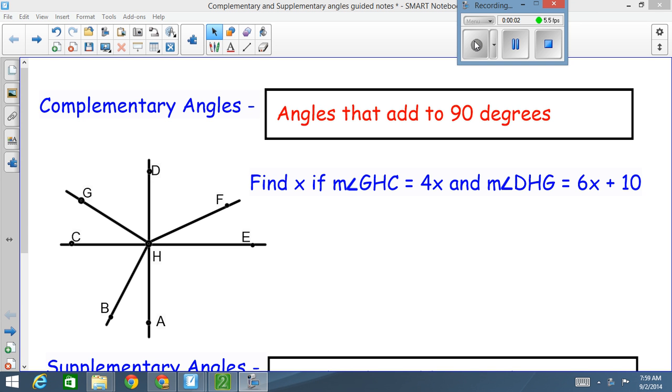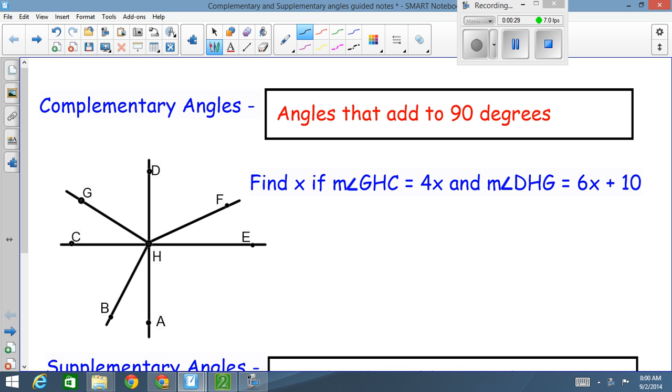Okay, so one of the last things we're going to talk about as far as angles go are complementary and supplementary angles. Complementary angles are angles that add to 90 degrees. So, although the picture on the left does not show any of those 90 degree boxes, we do know that two perpendicular lines intersect at a 90 degree angle.